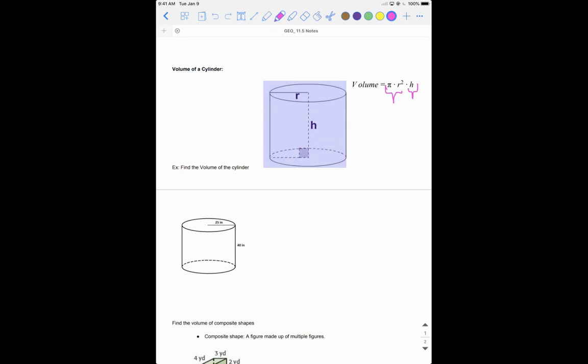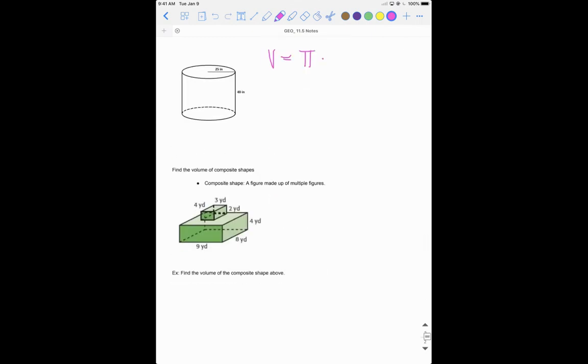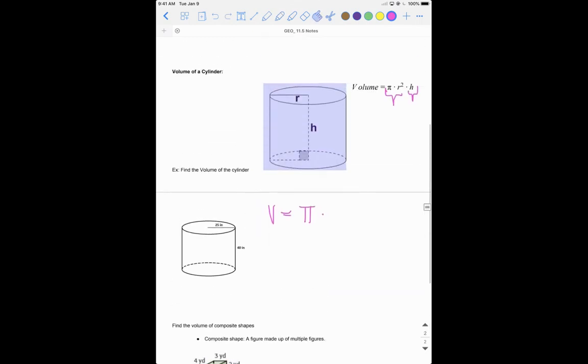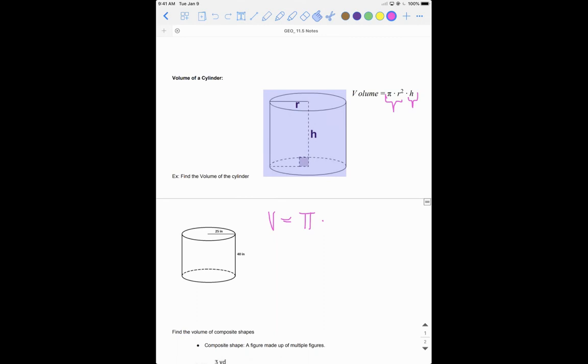So let's look at one. We're trying to find our volume, and it is equal to pi times our radius squared. So notice we're given radius. If we were given diameter, we'd have to cut it in half. But we're given our radius. Given our radius is 25, so times 25 squared times our height, which we're told is 40.